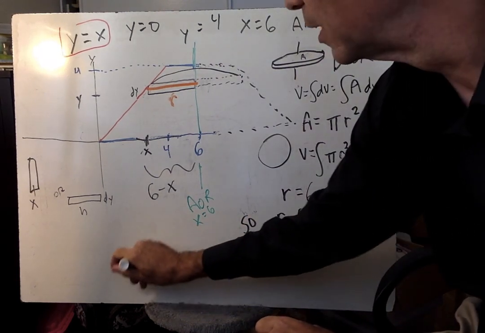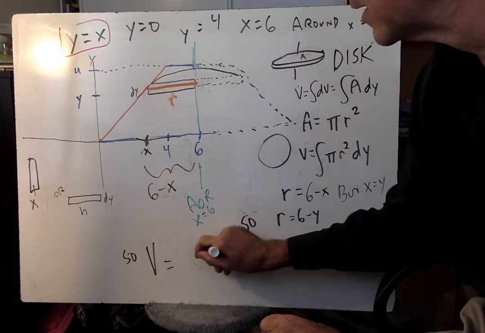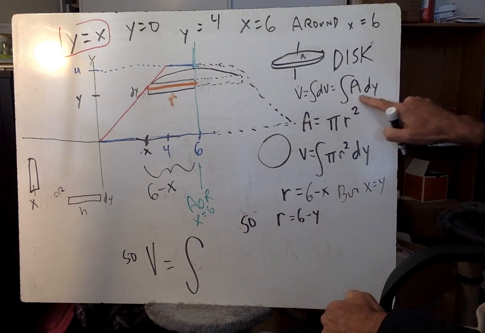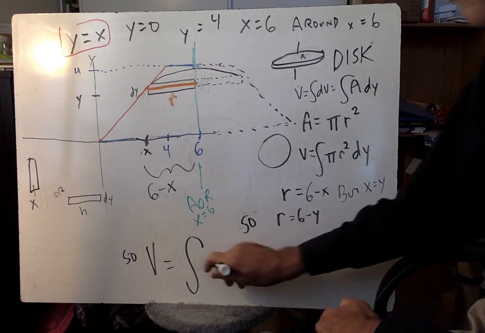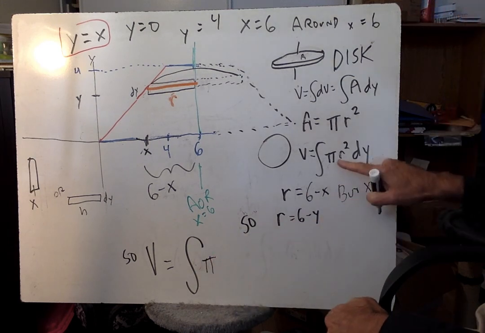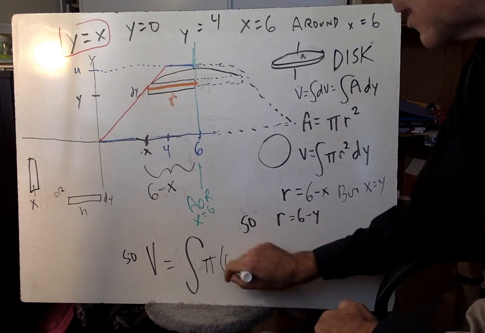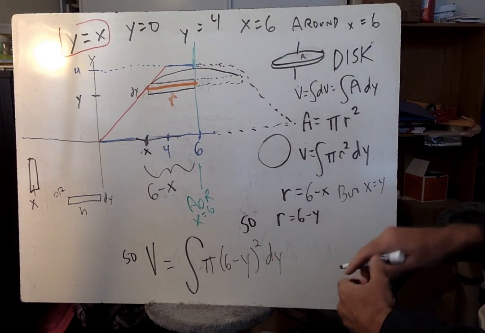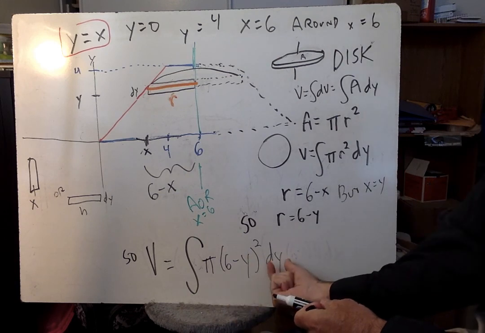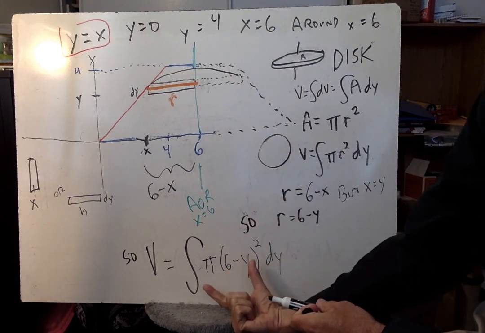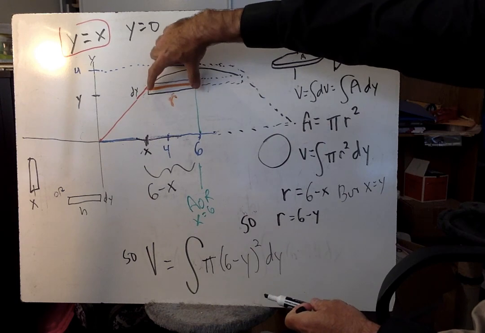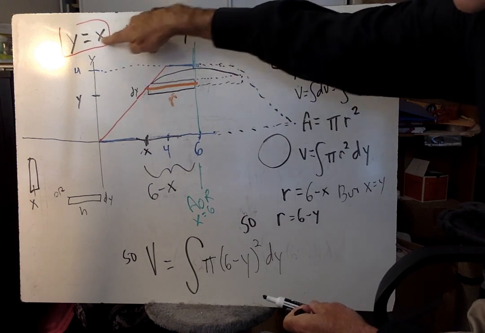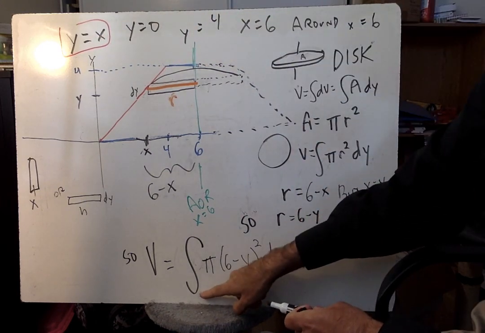So the volume equals summing up all the little disks, and every disk is a little volume of A dy, and the A is pi r squared. But the r is 6 minus y, so pi times (6 minus y) squared dy. Area times little width, and it's a disk, so the area is pi r squared, and the r is 6 minus x, but the x is on that red, and that's where x and y are the same, x equals y.